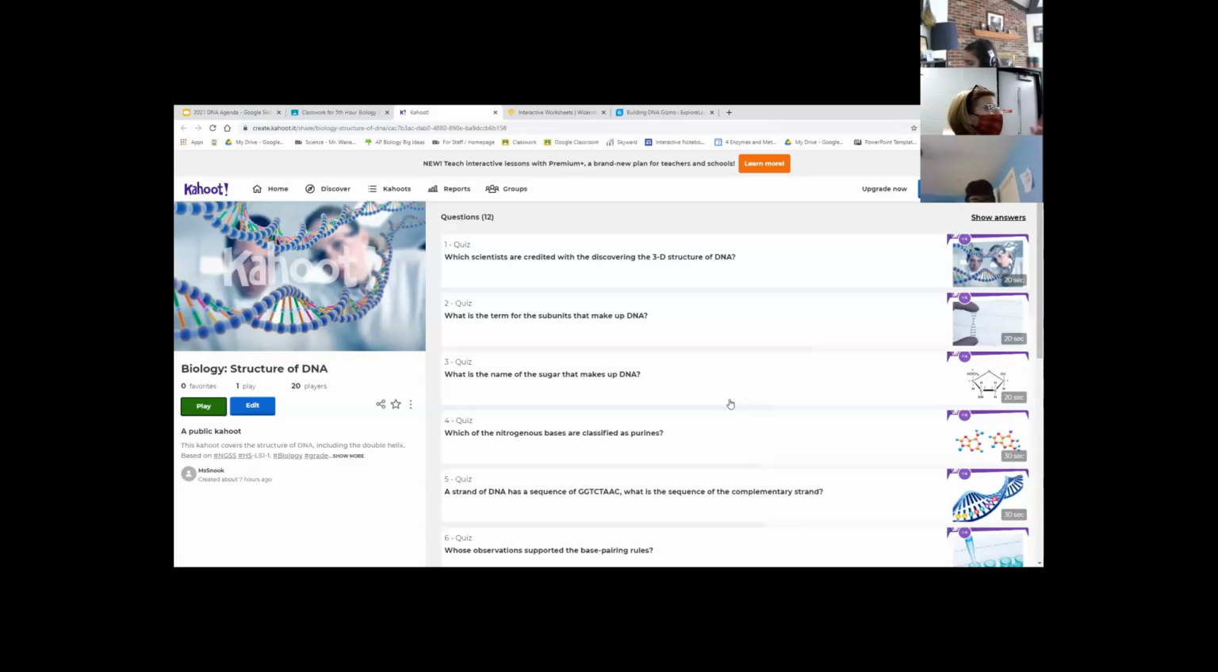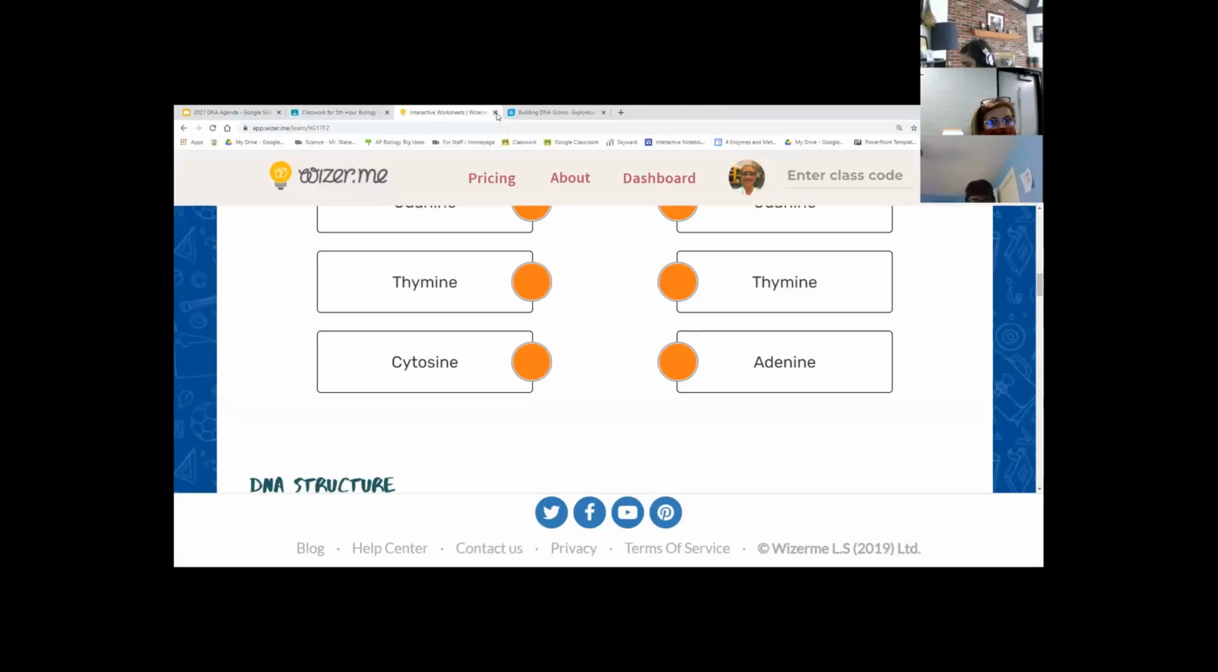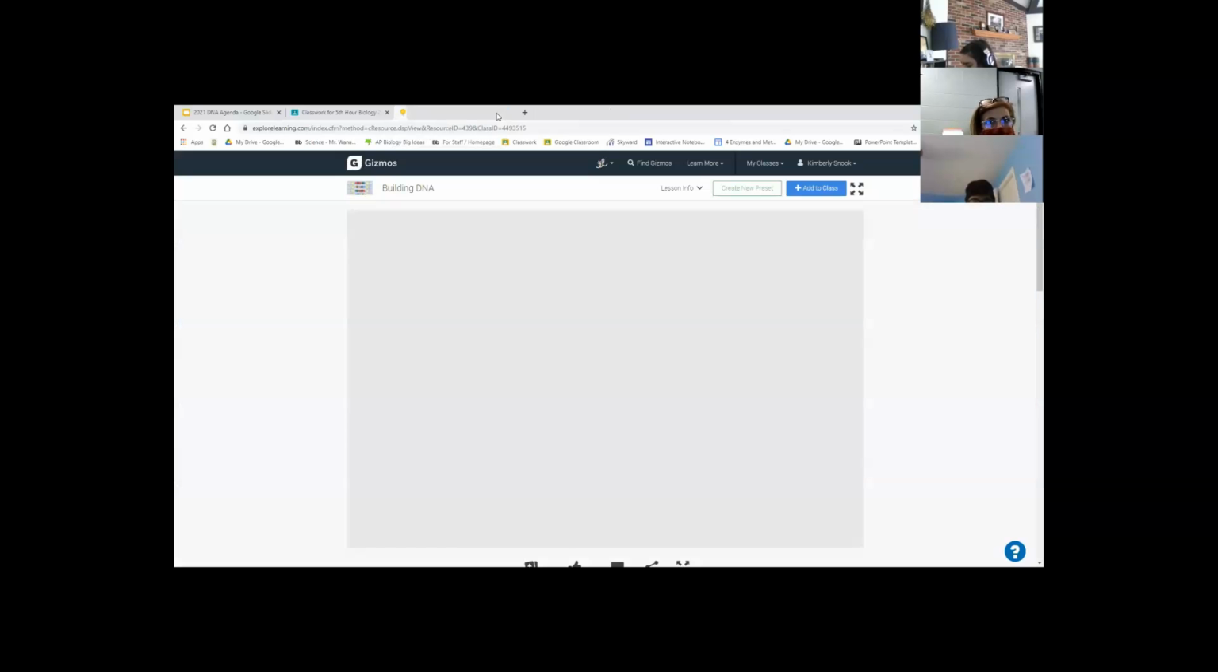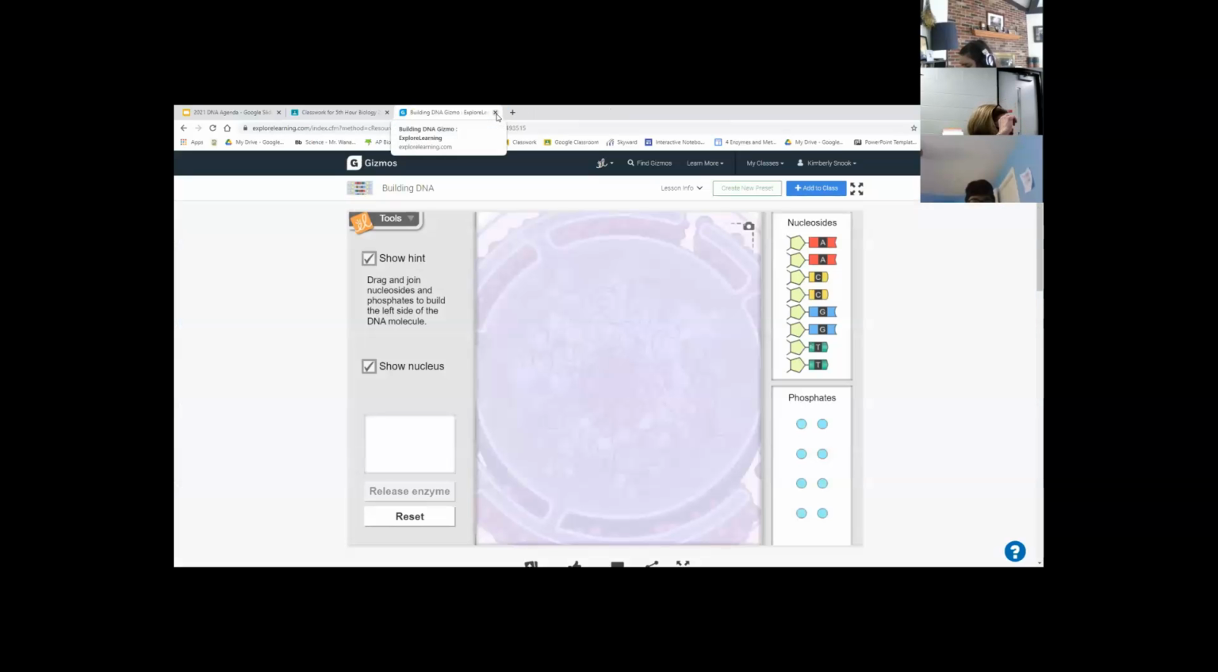So what makes up the sides of the ladder? The two things alternate on the sides. Are they nitrogen bases? Are they sugars? Are they phosphates? Which of those make up the sides? So the nitrogen bases are on the inside, no worries.